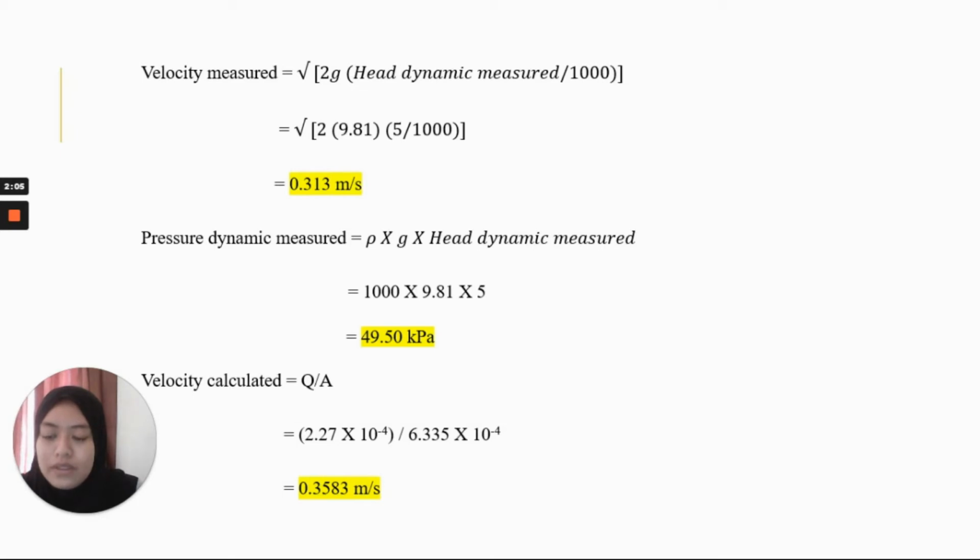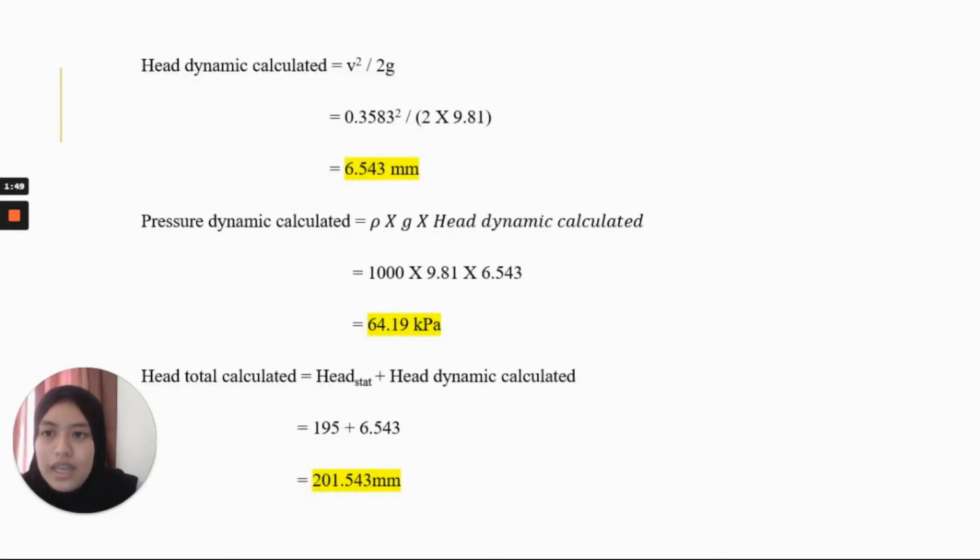The fifth calculation is velocity calculated. The flow rate is divided by the area, so we get the answer in meter per second. Then we calculate the head dynamic calculated, which is velocity square over 2g. Then the pressure dynamic calculated, rho times g times head dynamic calculated.